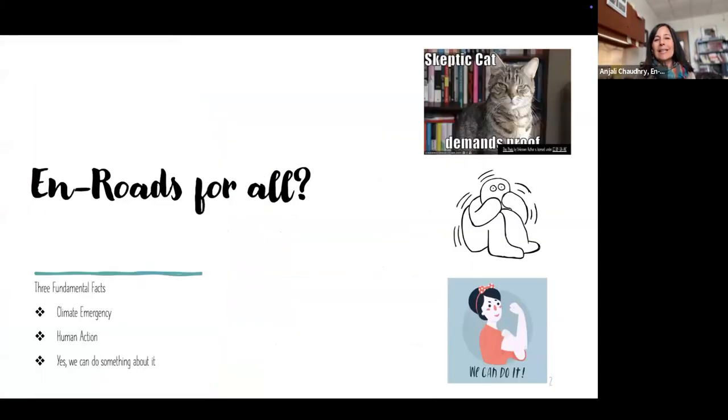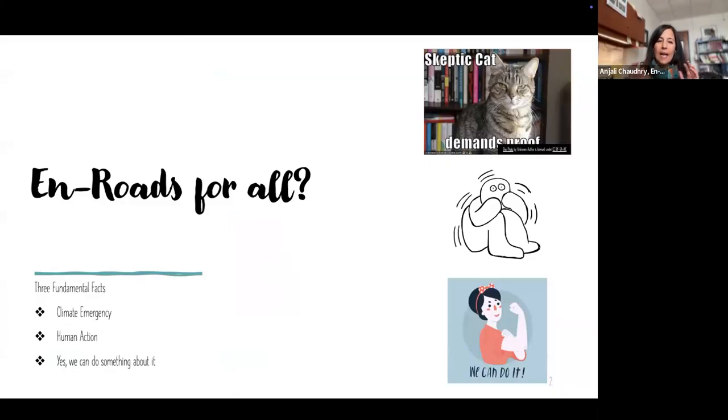I feel that En-ROADS is available to all kinds of people: skeptics, people who are stressed, and people who are overly optimistic about how they are going to do it, because it helps me make 3 fundamental facts. One, we are in climate emergency. Through the historical data, you can see what has been happening, which has led to this global greenhouse gases and the temperature. It also shows how human action, if it's taken, can make some headway, and what are some of the actions that we can take.